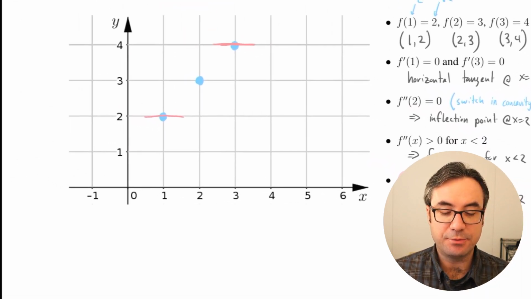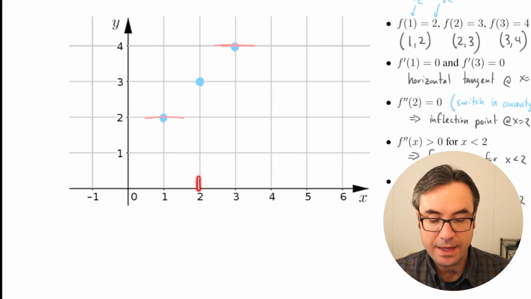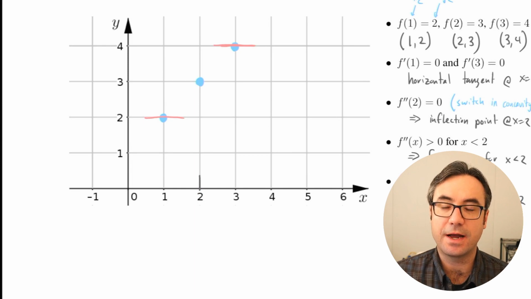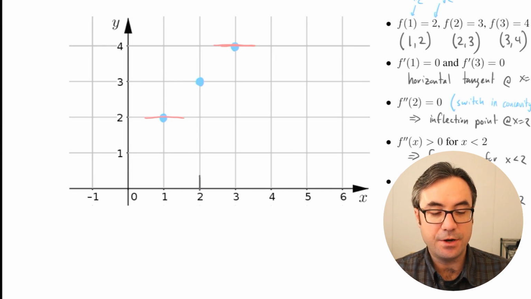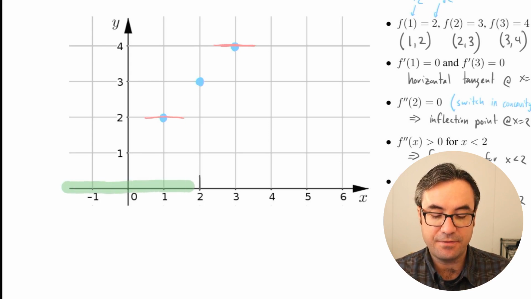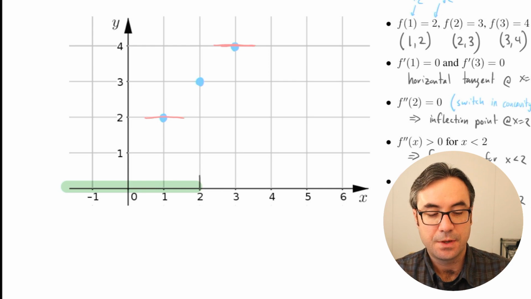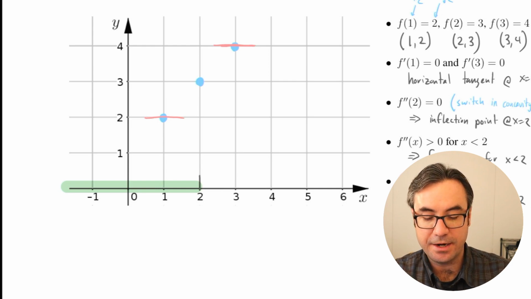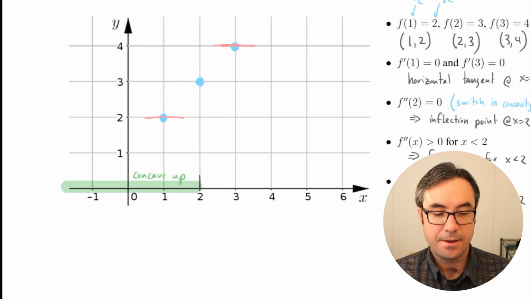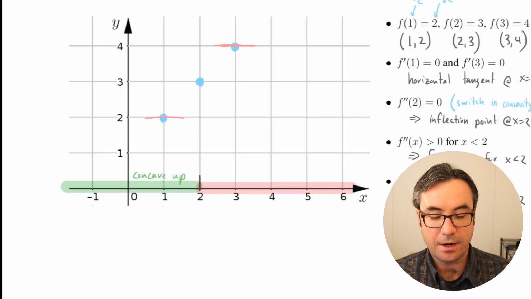So now let's kind of keep track of this. And we know that something's happening at x equals 2. So let's kind of plot that along our x-axis. And we know that for x less than 2, the graph was concave up. So let's record that here. So on this side, we're concave up. And then on the other side, for x bigger than 2, this is where our graph was going to be concave down.